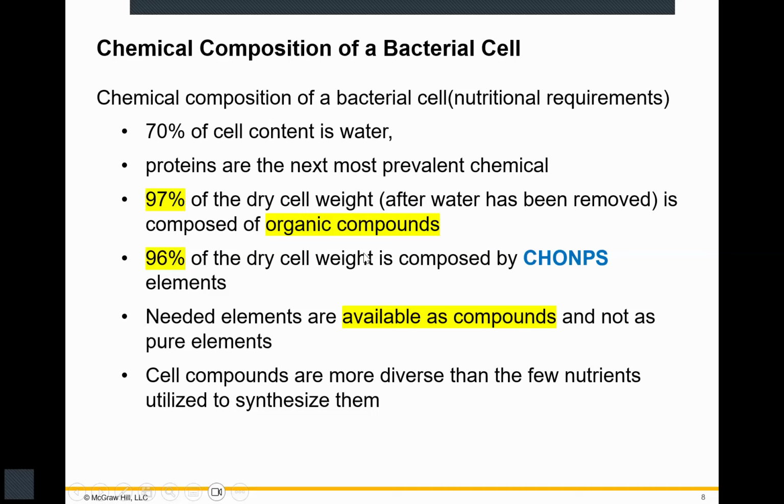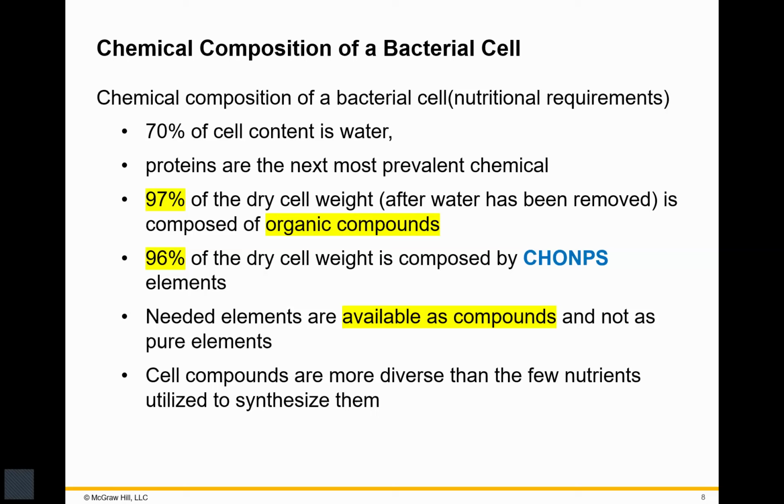Now, if you look at these elemental nutritional requirements, it is also important to look at the chemical composition of a bacterial cell. The chemical composition highlights the nutritional requirement and why these organic compounds and the essential elements are really key for bacterial survival.